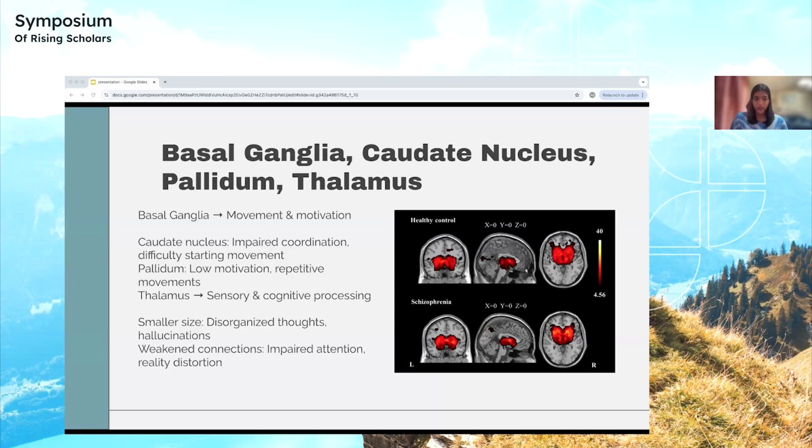The thalamus, which is the brain's central relay hub for sensory and motor signals, is consistently smaller in individuals with schizophrenia; there's a reduction in volume. This shrinkage is tied to disorganized thinking, sensory misperceptions, and cognitive deficits. Since the thalamus filters sensory input, its dysfunction fuels hallucinations and again blurs the line between internal thoughts and external reality. Research suggests that impaired thalamocortical connectivity, which is really just how the thalamus communicates with other brain regions, underlies the fragmented thinking and attention deficits characteristic of schizophrenia.